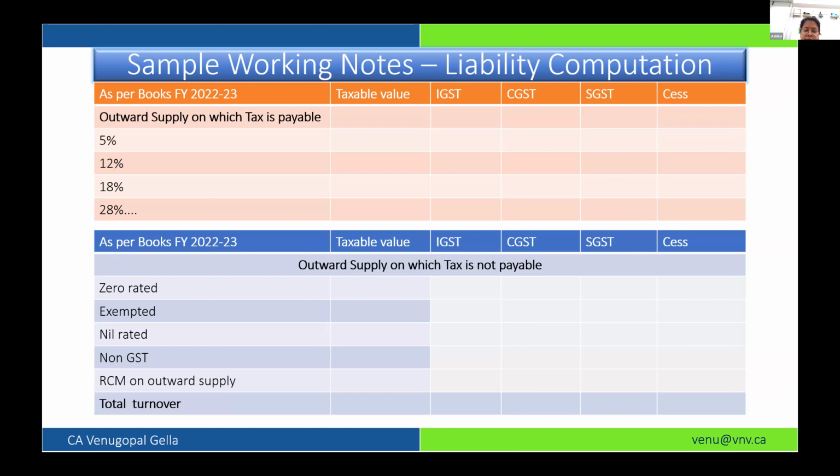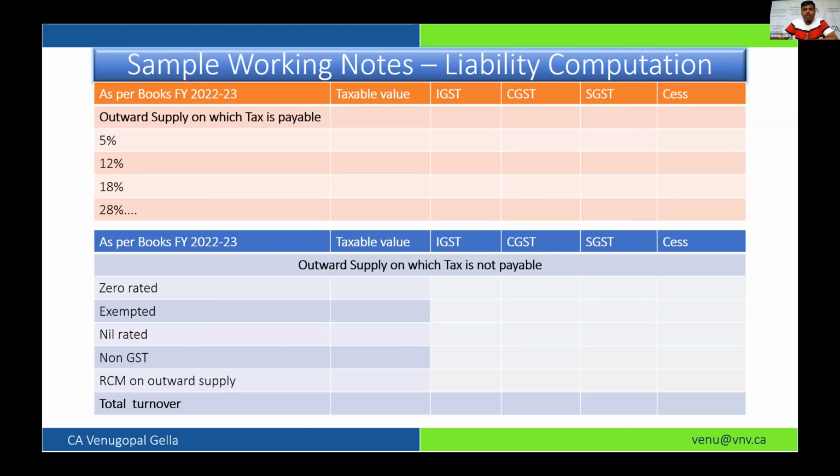Rather, you should go multi-dimensional, meaning you should do your comparison not just based on the figure, but whether it is matching rate-wise or tax-type-wise, to get a clear picture. Because for the purpose of statutory audit, your compliance ends once your turnover gets matched. But when it comes to writing about statutory duties, whether payable or discharged or not, at that time this way of reconciliation will help you to correctly report in your CARO and tax audit report.